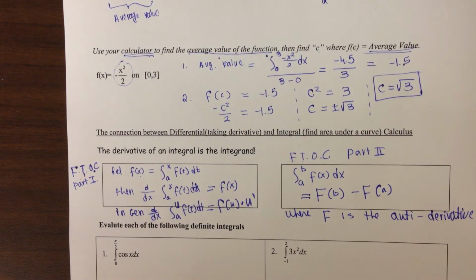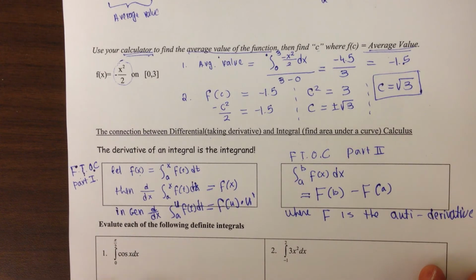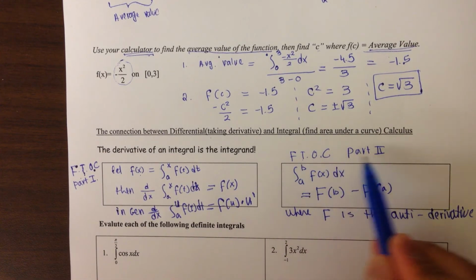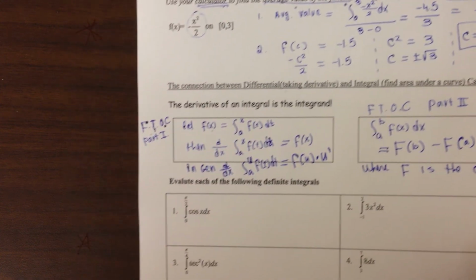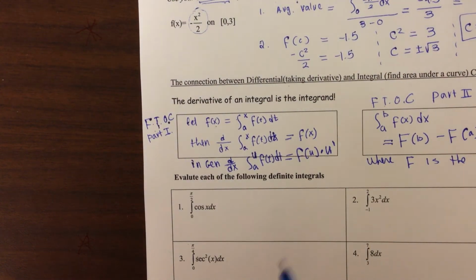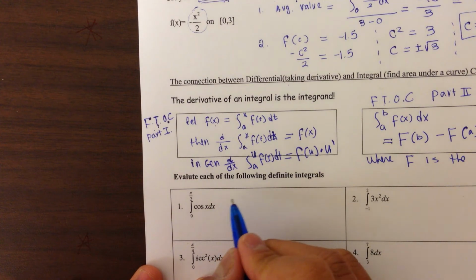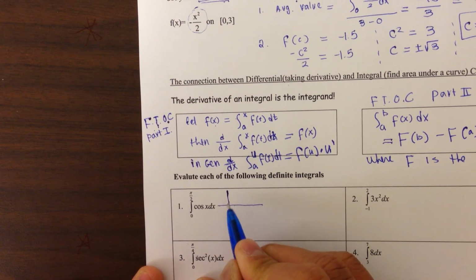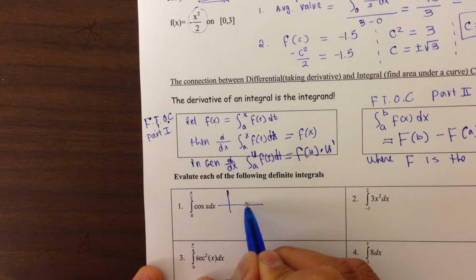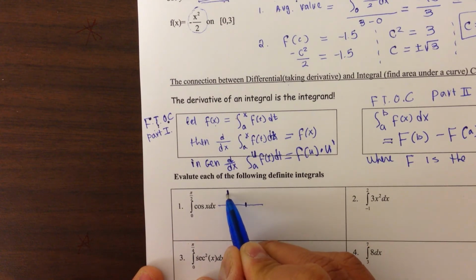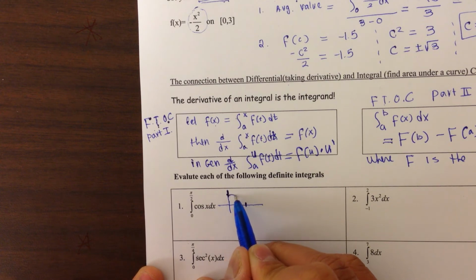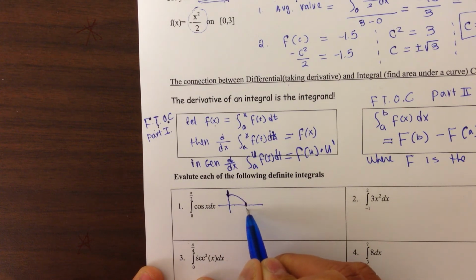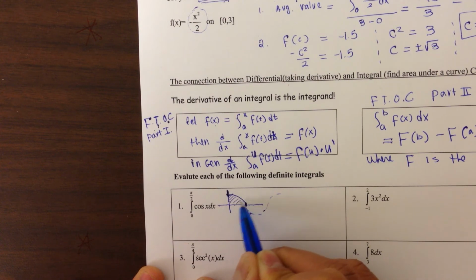Alright? So, let me take you through a few problems that involve fundamental theorem of calculus part 2. So, here's the first one. In this case, I'll draw a diagram for you. We're looking for the area of cosine from 0 to pi over 2. So, 0 to pi over 2 looks like this. Okay, so that's the cosine function, and cosine of course looks like that. But here's pi over 2, so we want to find this area.